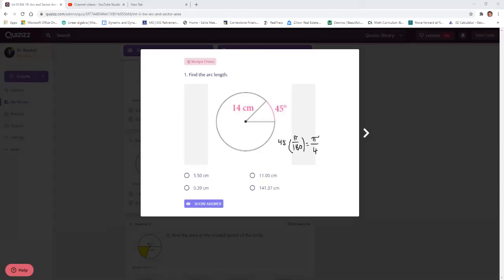And we know that the formula for arc length, L, is equal to r theta. Since r is 14, I'll substitute here, and I will plug in pi over 4 here. So the exact answer, if I reduce this fraction, would be 7 pi over 2.